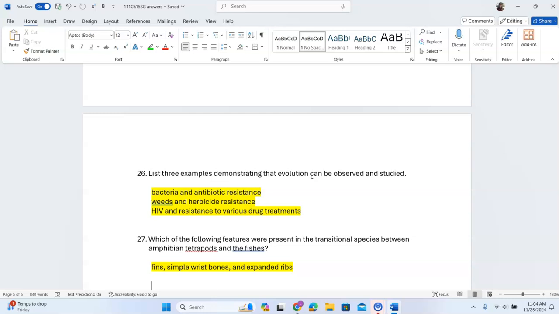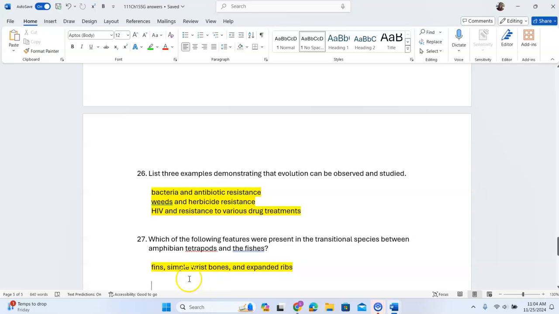Now, number 27 is our last one, and it says, which of the following features were present in the transitional species between amphibian tetrapods and the fishes? And we went over this. That would be fins, simple wrist bones, and expanded ribs. And I don't know if you noticed in the picture, it didn't look like the transitional species had simple wrist bones, but you couldn't see the wrist of the transitional species because it had rotted away, or it wasn't there anymore.